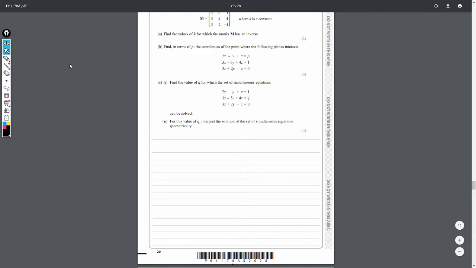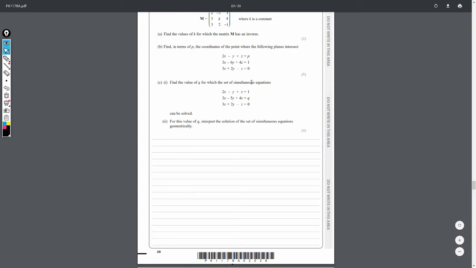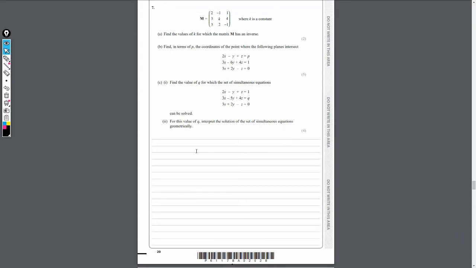Moving on to question 7 now, we have a question here on 3x3 matrices, and this is in terms of vectors as well. So a bit of a mixed question here, and it's a decent question. There's a couple of little tricky parts to it, but overall, quite a nice question. Okay, so let's jump straight into it.